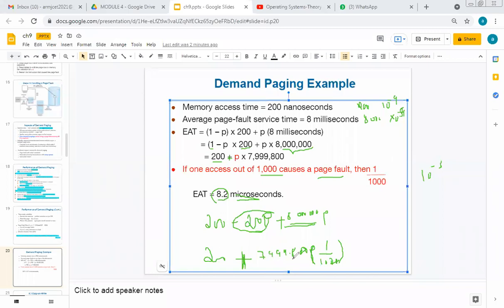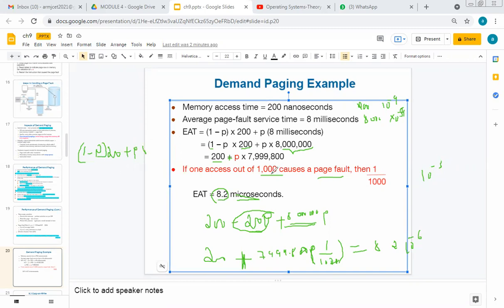So if you convert this, you will get 8.2 microseconds. That means 10 to the power of minus 6 unit. What you need to do is, once you calculate this, (1 minus P) bracket of 200 plus P times 8 with the 6 zeros.